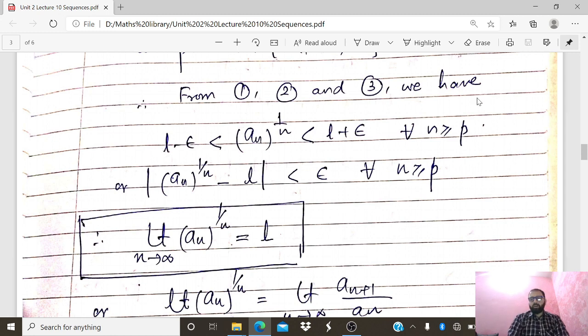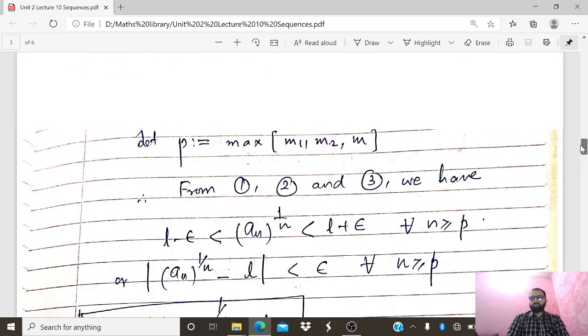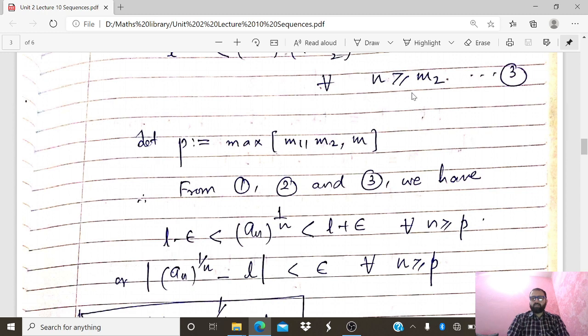Now one thing we have to settle is that there are different stages. In the first equation we have stage m, in the second we have m1, and in the third we have m2. So to settle all this, we will take p as the maximum of m1, m2 and m, so it will take care of all the three stages. That's what I am exactly doing here. So a_n raised to power 1 by n lies between L minus epsilon and L plus epsilon, and this is true for all n greater than or equal to p, because p will take care of all the three stages.